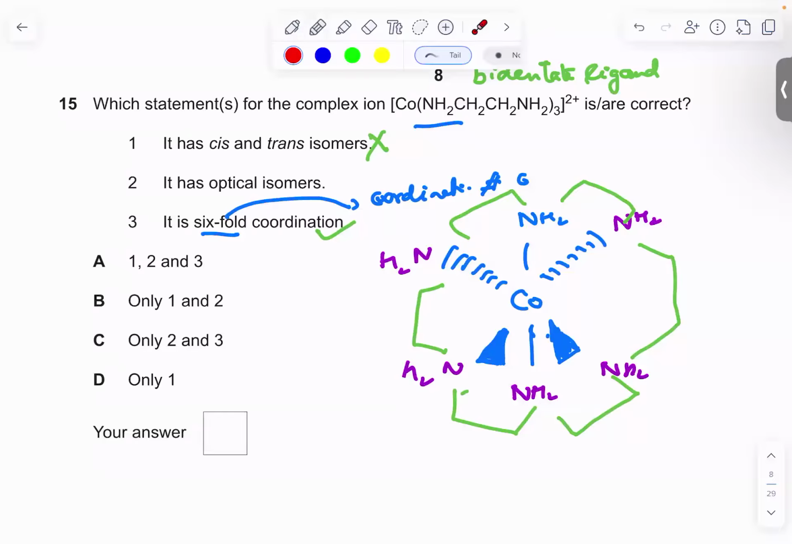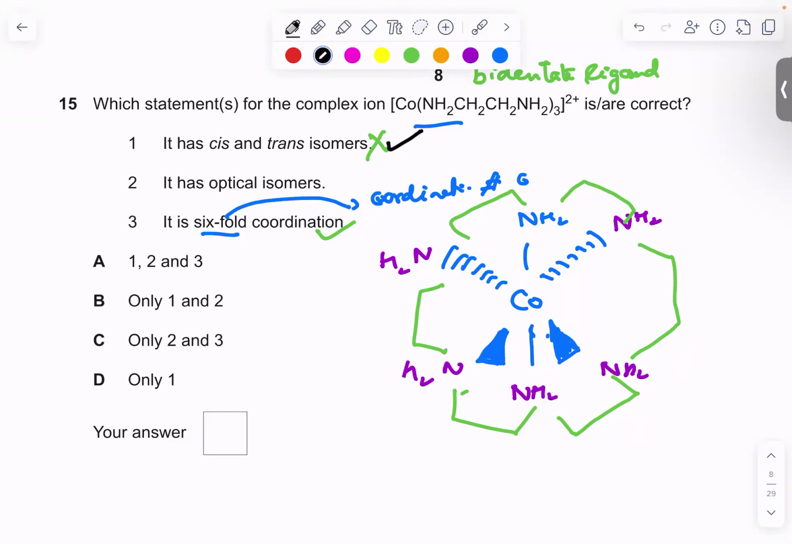Now let me show you how it could be cis isomer or trans isomer. Have a look. Cl and Cl. So this would be cis, or this would be trans. Are you getting my point? All right. So this is correct. It has optical isomerism. Why? Because you can make a mirror image of it.